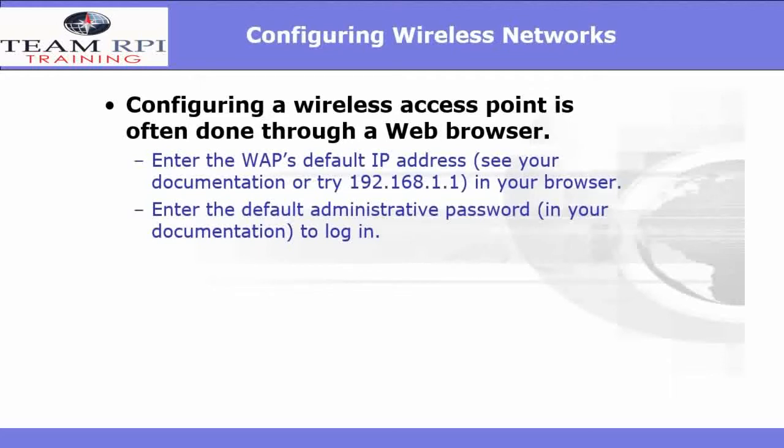Next, you'll need to configure your wireless access point itself. All wireless access points will come with a default IP address, usually 192.168.1.1. However, check the user manual to make sure. Once your wireless access point is powered on and your device is connected to it, you should be able to enter 192.168.1.1 in your web browser. This will bring you to the administrative page where you'll be asked for the default admin password. Again, this will be in your documentation.